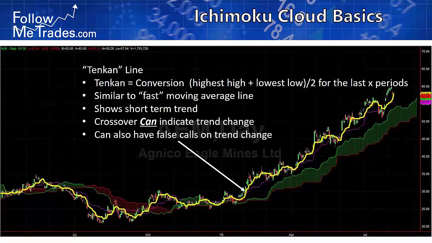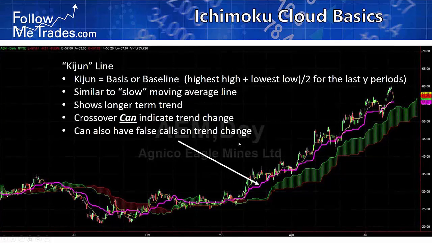So when you get that fast moving average, the Tenkan, to cross over the slow, that can indicate a change in trend, right? Or when it's above, it could be saying we're in an uptrend. When it's below, it could be saying we're in a downtrend. So the Kijun line, or the baseline, is simply looking back a greater number of periods, same formula, highest high, highest low, divided by 2 over a greater number.